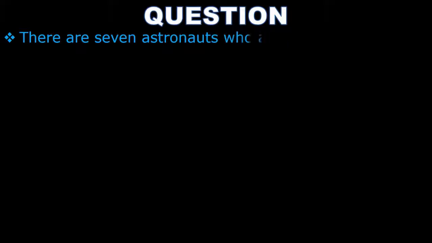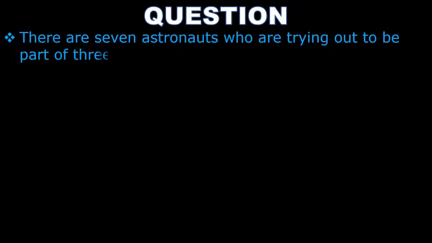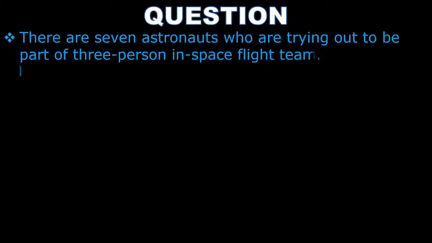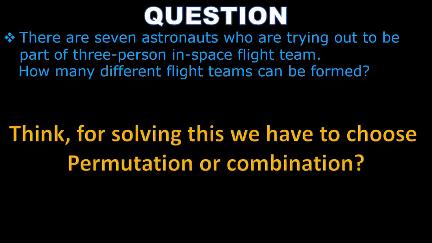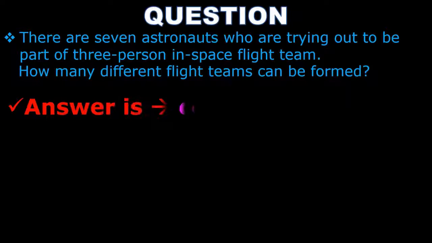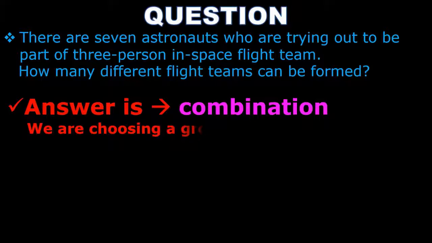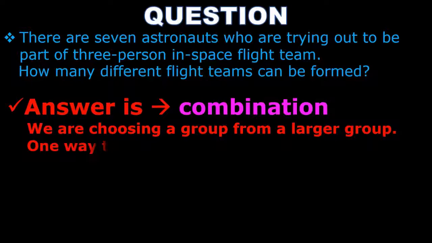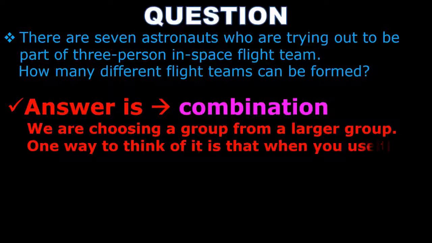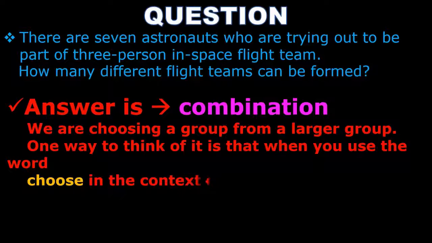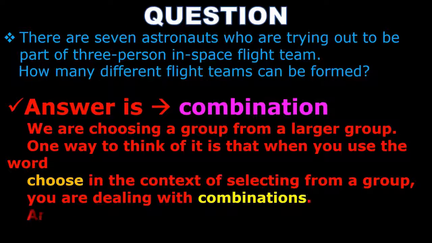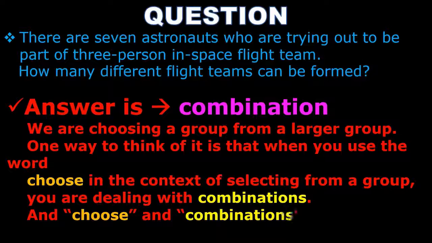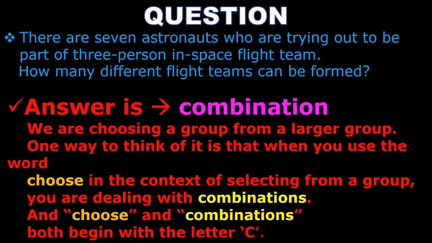There are 7 astronauts who are trying out to be part of a 3-person in-space flight team. How many different flight teams can be formed? Think, for solving this we have to choose permutation or combination. And the answer is combination. We are choosing a group from a larger group. One way to think of it is that when you use the word choose, in the context of selecting from a group, you are dealing with combinations. And choose and combinations both begin with the letter C. There is an exception to this rule that you will see in the next question.